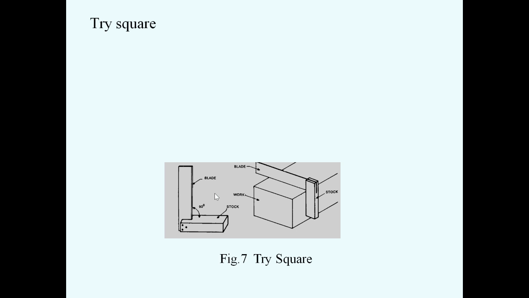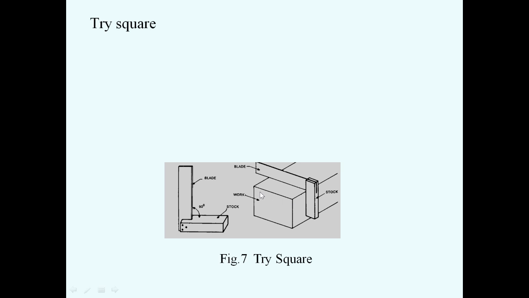Next one is a tri-square. This is a diagram of a tri-square. It consists of a blade and stock. The blade is fixed to the stock at one end at an angle of 90 degrees. You can see here an angle of 90 degrees.